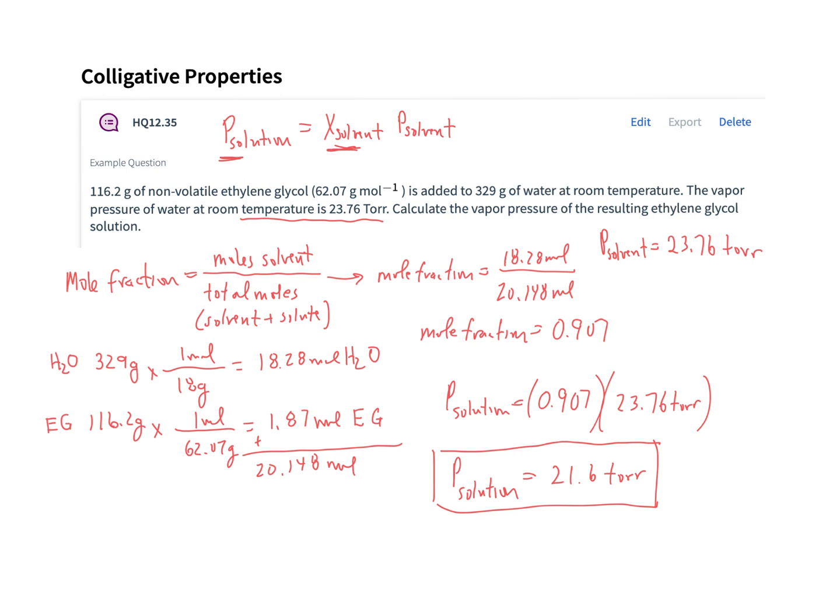One thing to be careful for when you're doing this calculation, these numbers are variables. So potentially your mass of ethylene glycol, your mass of water will be different. The steps would be the same. We need to find moles of ethylene glycol, moles of water, so we can find the total moles and our mole fraction, and then we can find the partial pressure of our solution.